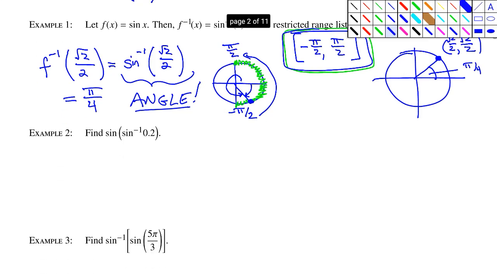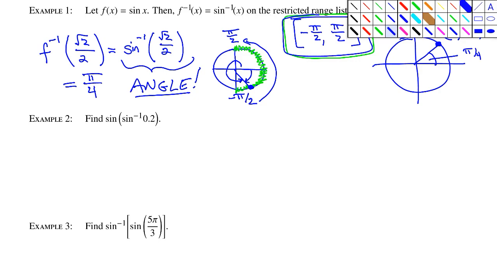Let's look at example number 2. Find the sine of the arc sine of 0.2. So in this case, here is the inverse sine of 0.2. I'm just going to represent that by a theta. That means we're going to produce the theta there. And then, secondly, we're going to have the sine of that angle.